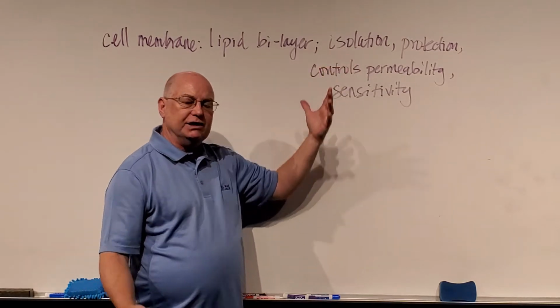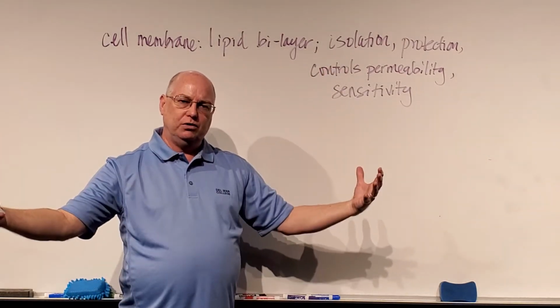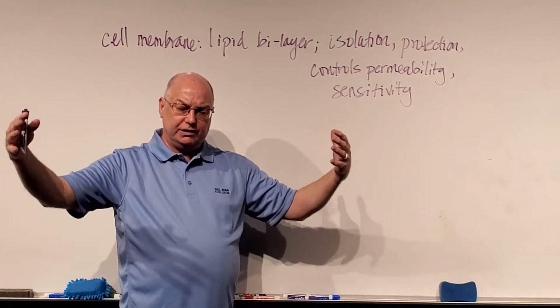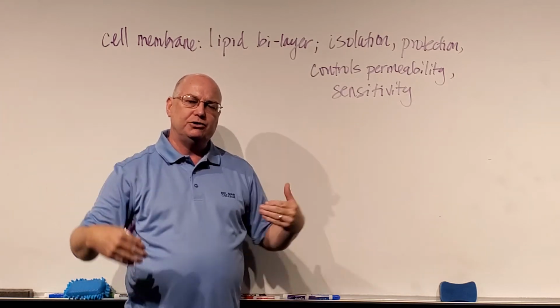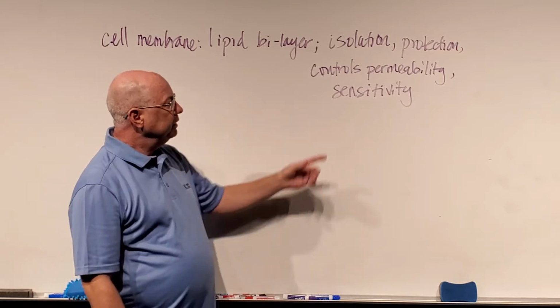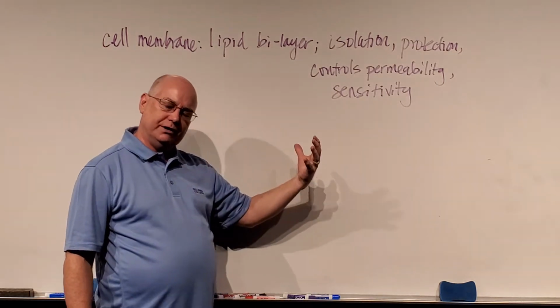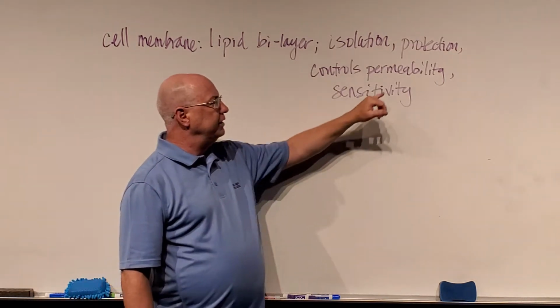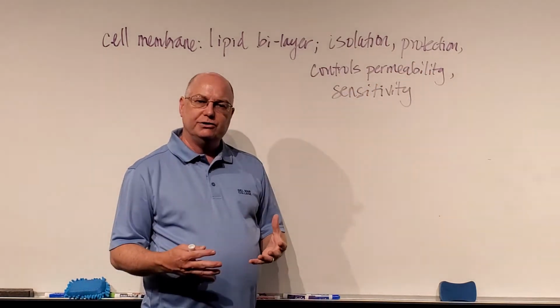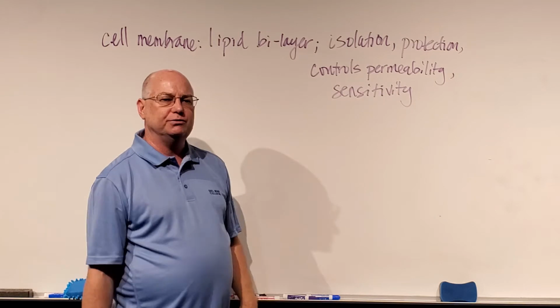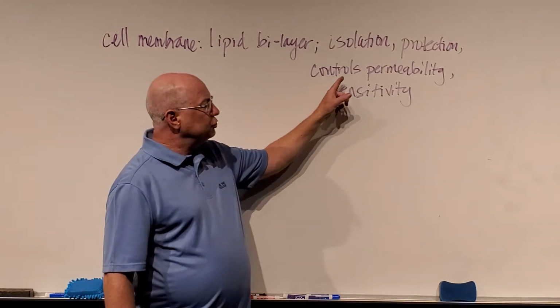It isolates the inside of the cell from the outside world. So if there are harmful substances and things in the outside world that could do damage to the cell, they cannot penetrate through the cell membrane, hopefully. So it isolates the internal environment, or the intracellular environment, from the extracellular environment. So therefore it protects the inside of the cell and all the organelles inside the cell from harmful chemicals and substances and things.